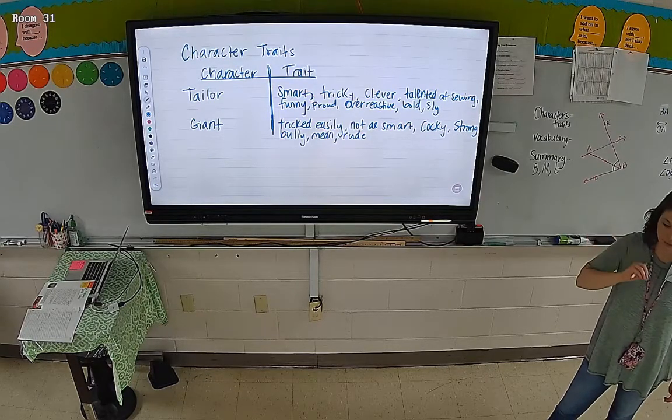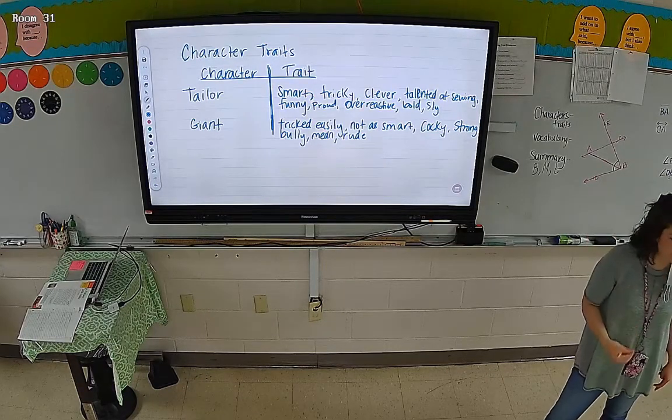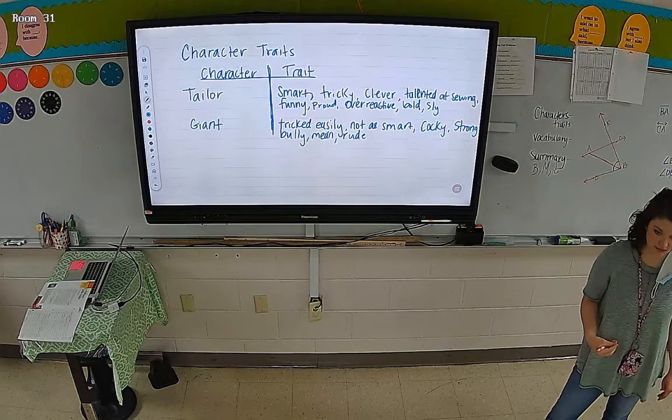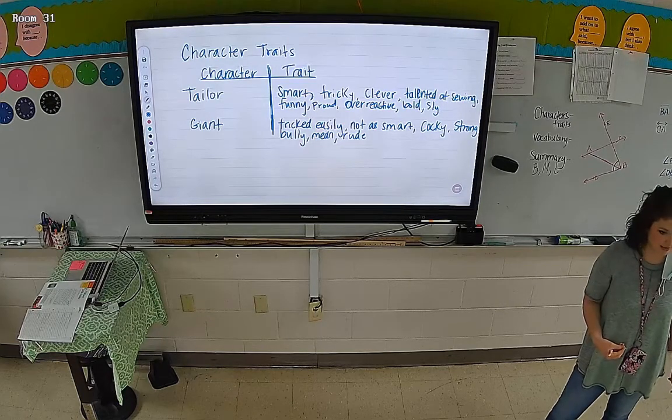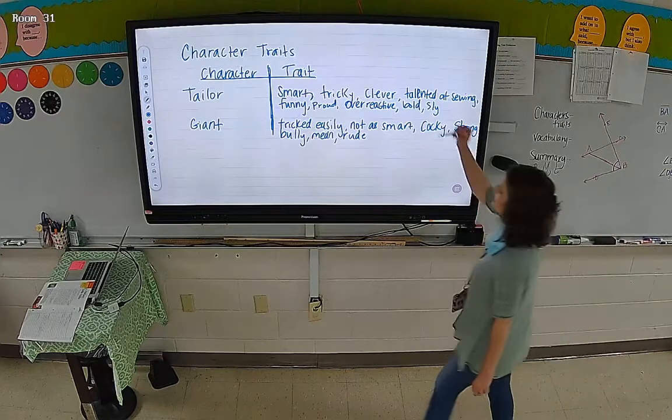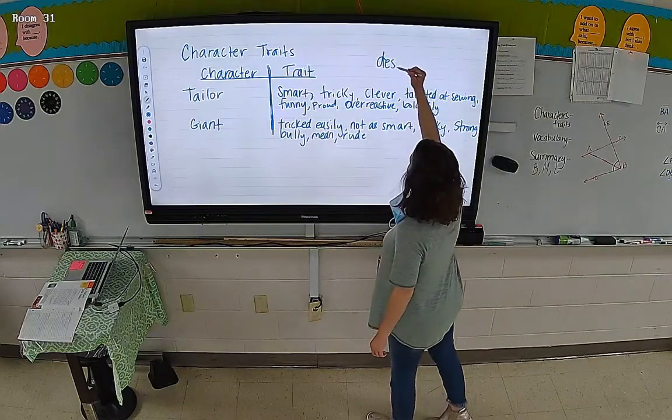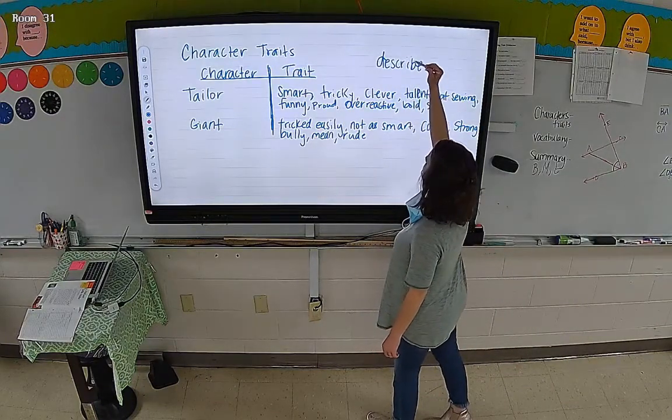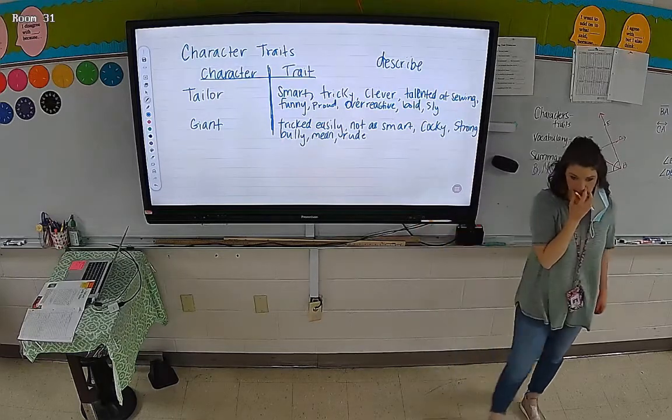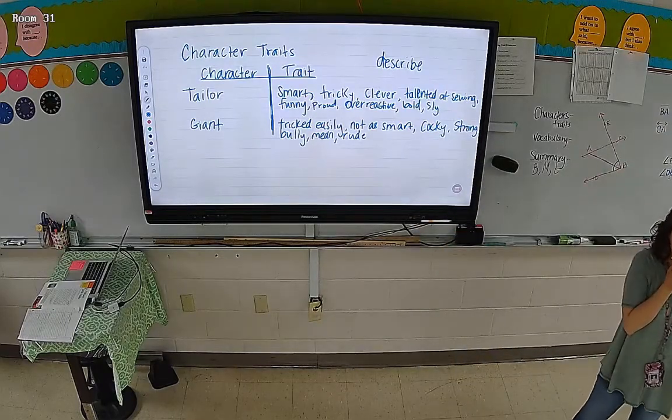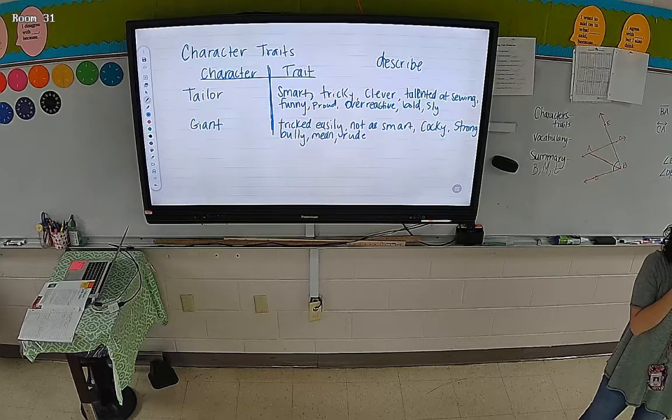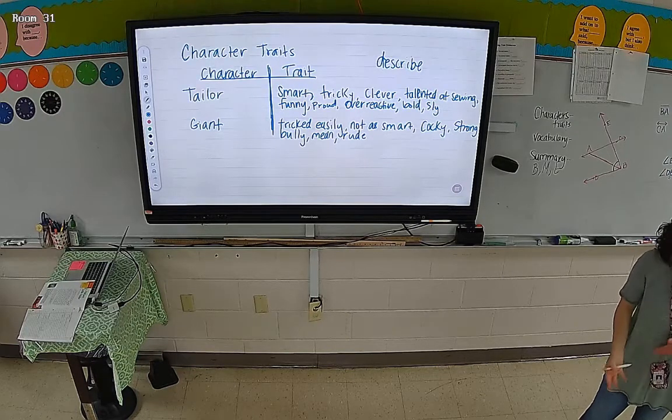Yep. Okay, when they ask you for a character trait, they're asking you to do what? Just describe them. Okay, so when you see this word on a test, what are they asking you to do? Describe how they are. How they are. What kind of person are they?